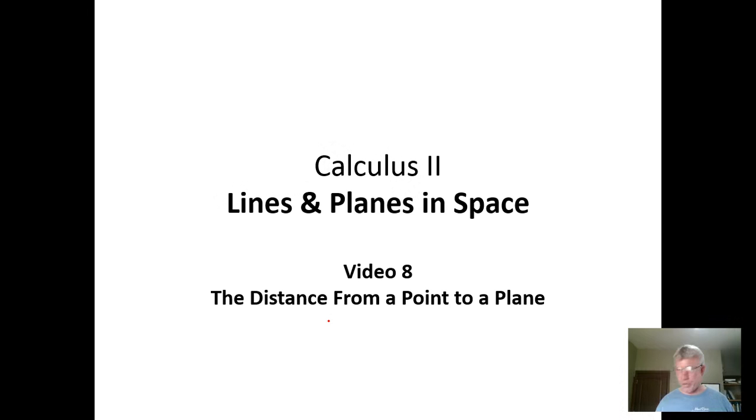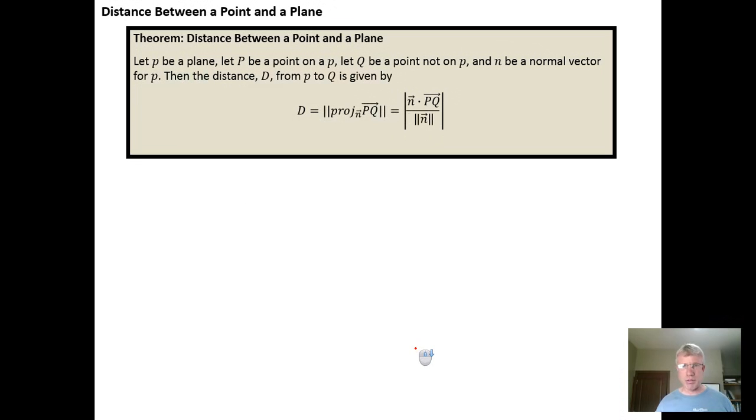So in this video we're going to go over how to find the distance from a point to a plane. So here's the idea. Suppose we have a plane in three-dimensional space. So here's my one-dimensional representation of a plane. This plane has a vector that is normal to it, and we've already discussed how to find the normal vector to the plane. So it has a normal vector to it.